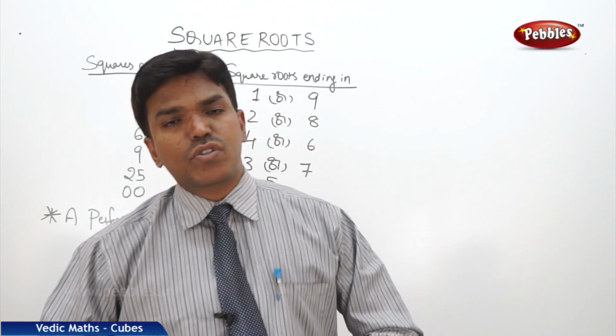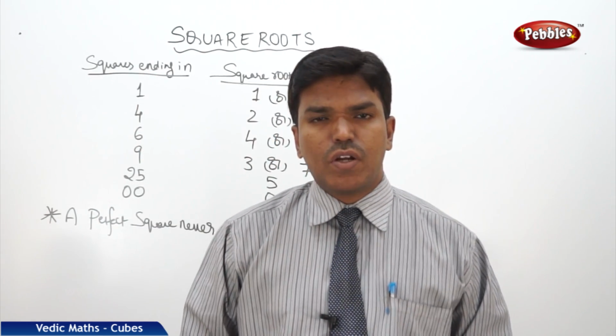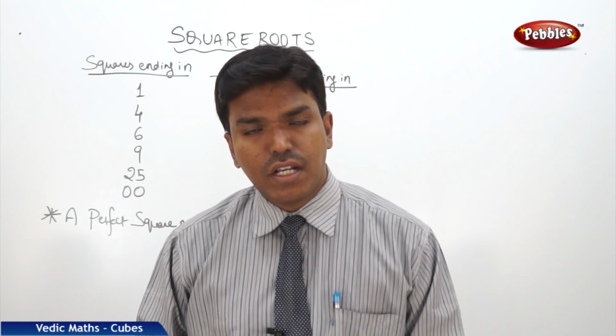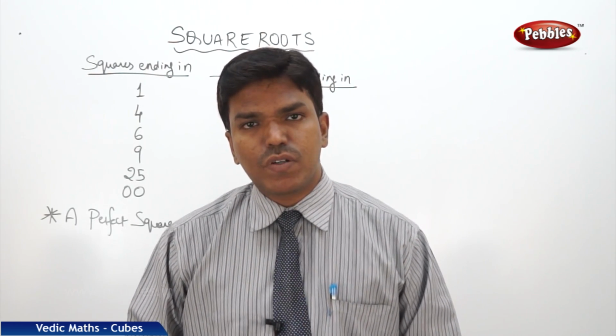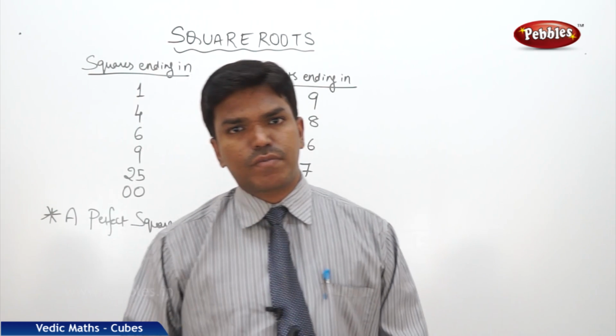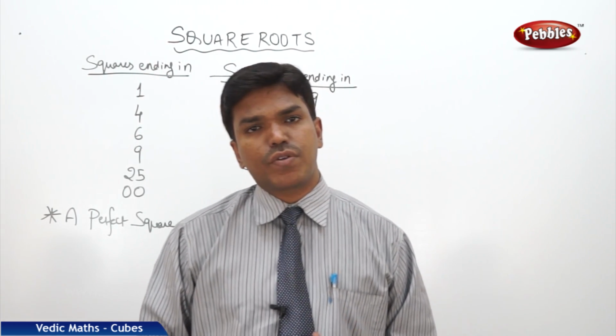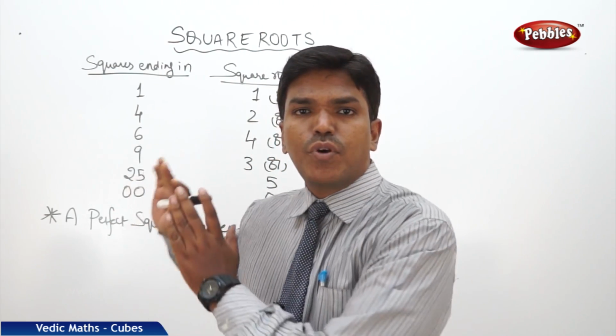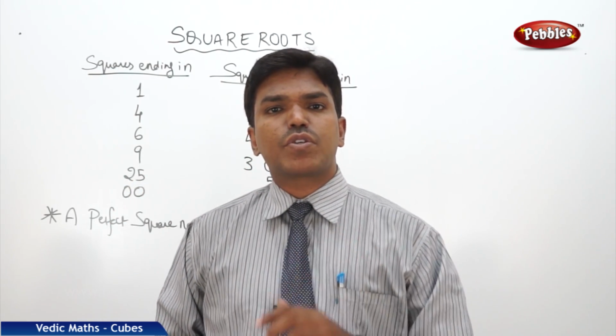Friends, our next topic is square roots. To find the square roots, as we already discussed, it is mandatory to know up to 30 squares. Why? Because if you are very good at 30 squares, we can calculate the square roots very easily. Before that, the square roots which I am going to find out are for the perfect squares.